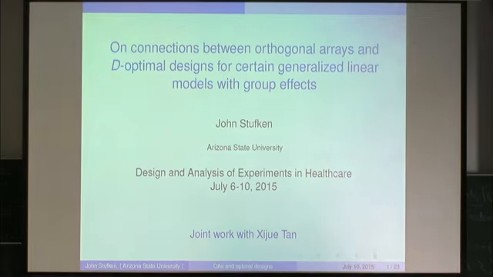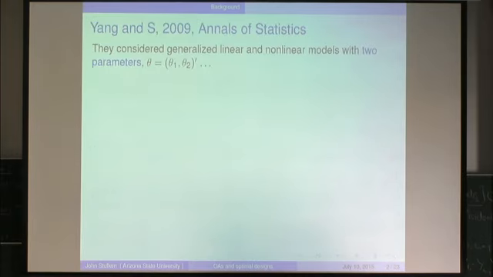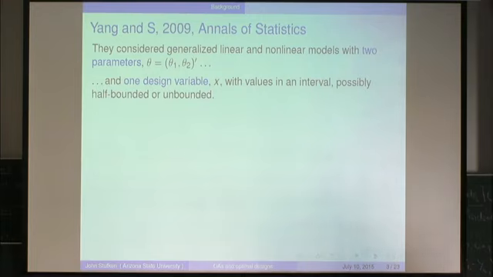In order to tell you what we did, I have to give you some background first, so let's start with that. It goes back to a 2009 paper by Min Yang and myself, where we considered generalized linear and nonlinear models with just two parameters, so very simple models, and also only one design variable, x, that takes values in some interval. Later work has generalized the first part to more than two parameters, but has not really generalized the second part to more than one design variable.